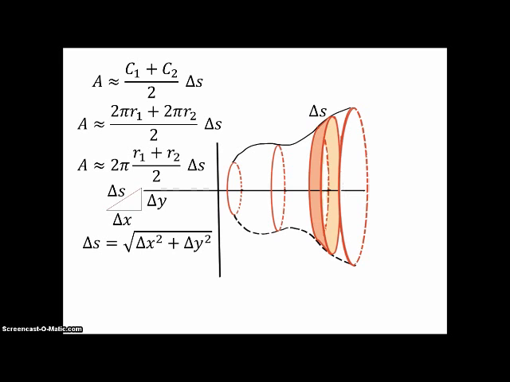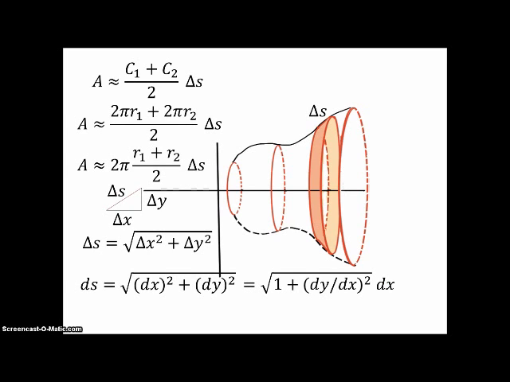So delta s is the square root of delta x squared plus delta y squared, which means the instantaneous change ds is the square root of the instantaneous change dx squared plus dy squared. Now if we want to integrate along the x-axis, we can factor out a dx, and if we want to integrate along the y-axis for some reason, we would factor out the dy.